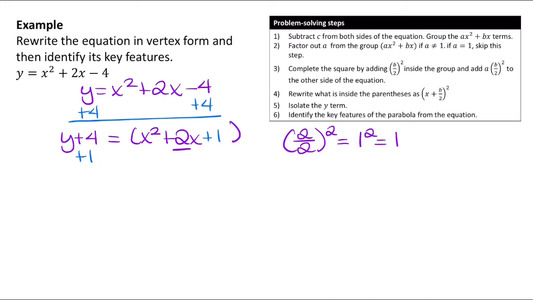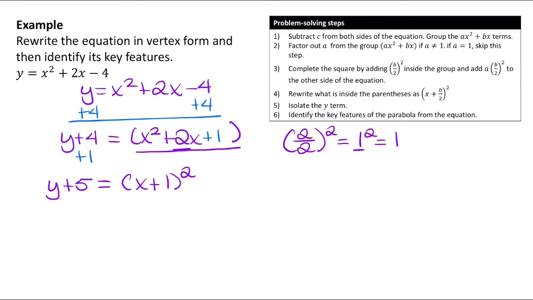And when I do that, on the left side, I have y plus 4 plus 1, so that's y plus 5, and that's equal to, well, now I can take this x squared plus 2x plus 1 and write it as (x plus b over 2), which is 1, so (x plus 1) squared, okay?